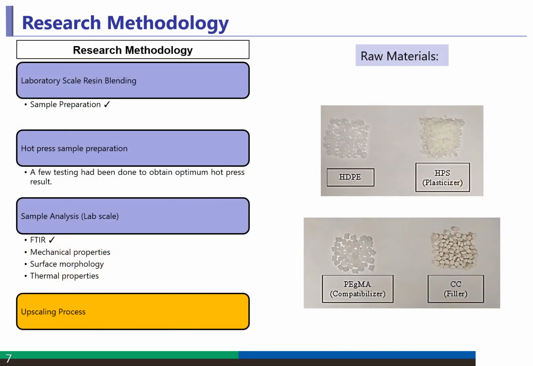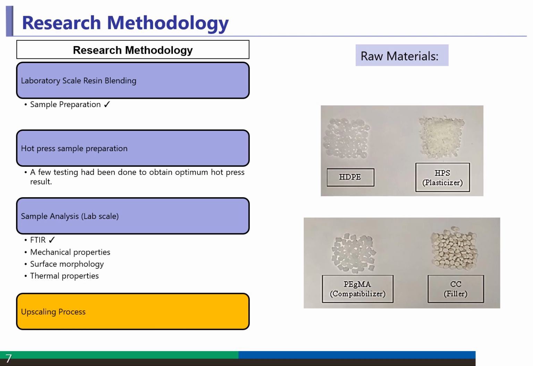Next, I will explain the research methodology of my research, which is divided into four categories. The first one is laboratory scale resin blending. The second one is hot press sample preparation. The third one is sample analysis, and the last one is the upscaling process.